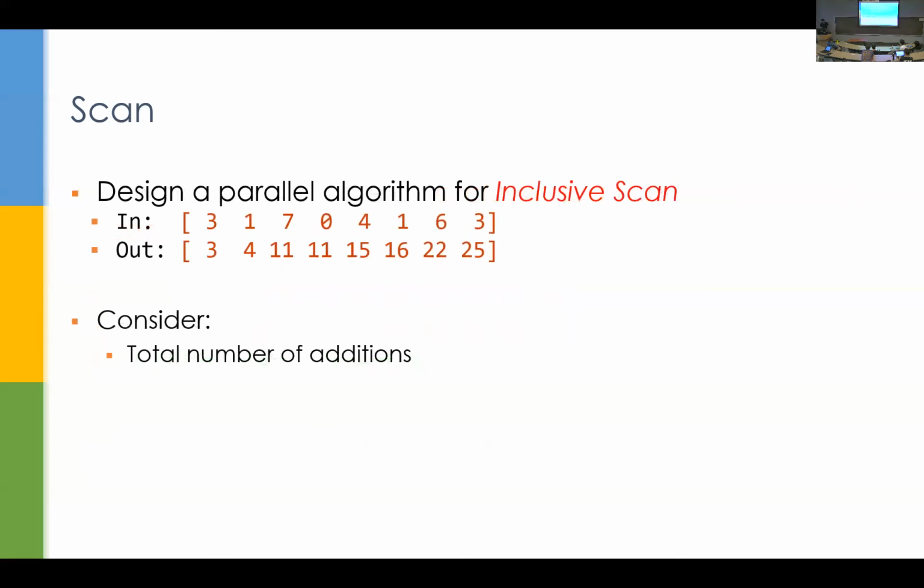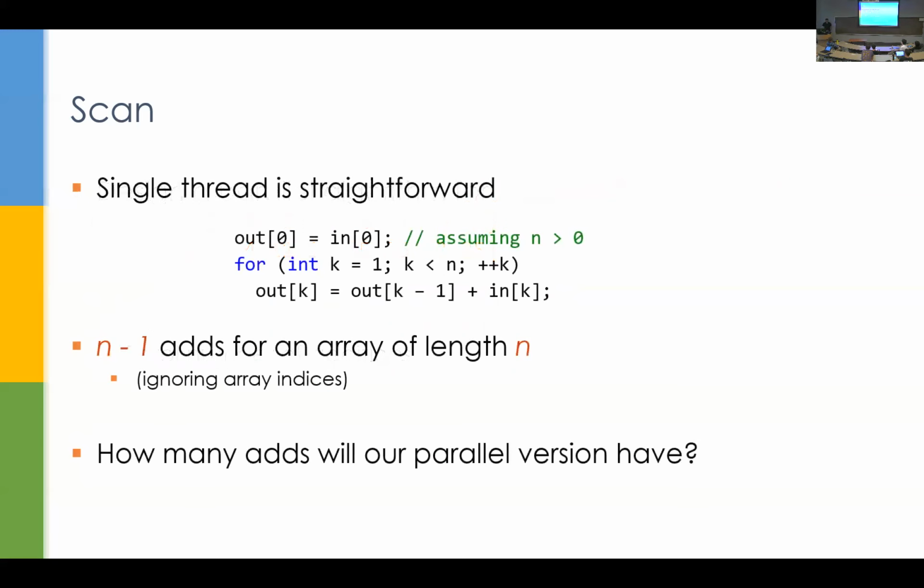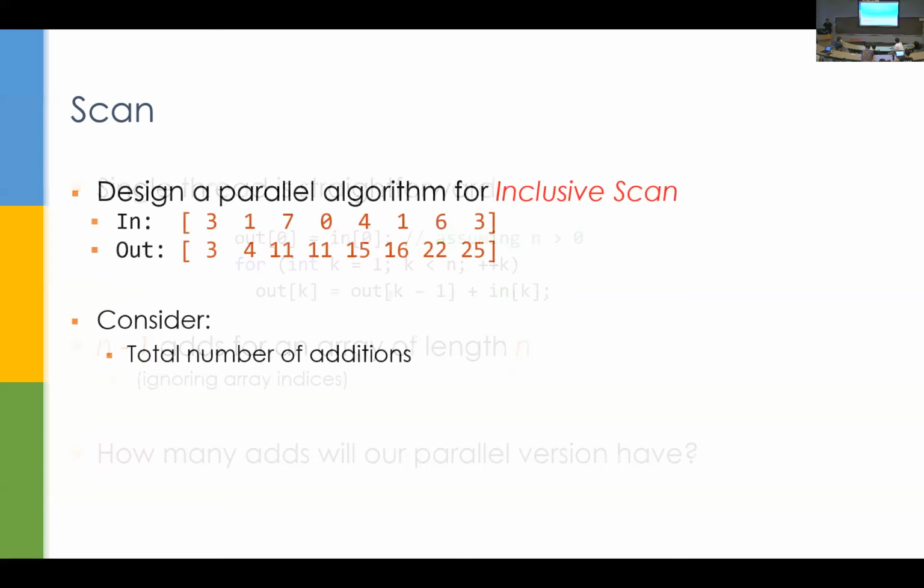Stay here. What we want to start with is how we do an inclusive scan. In a single threaded manner, it's straightforward. You save the first element. Again, this is inclusive, right? Not exclusive. So we are saving that 3.